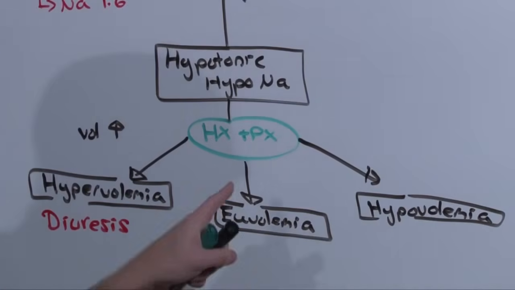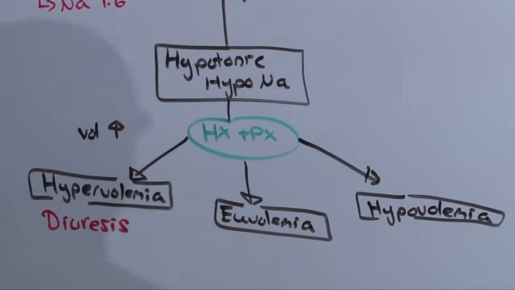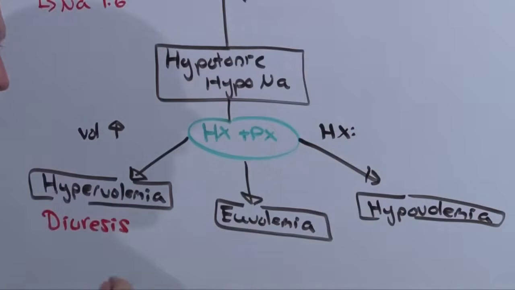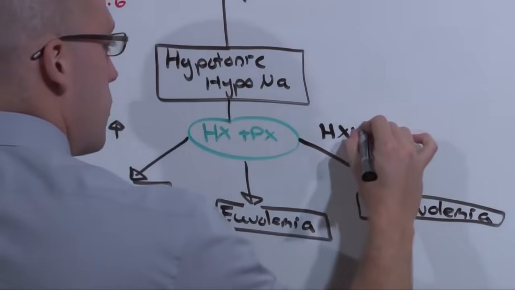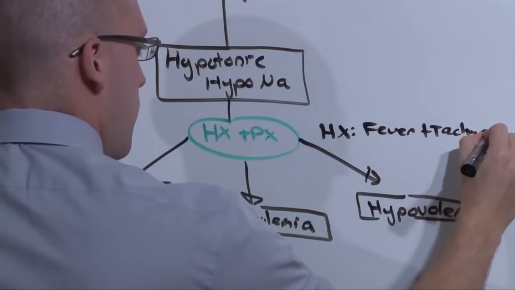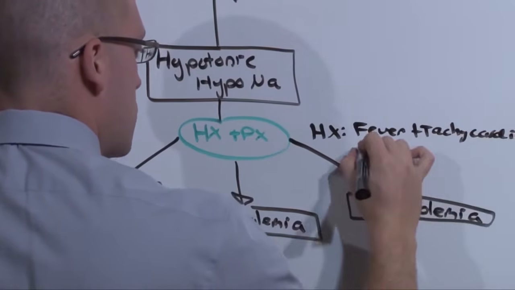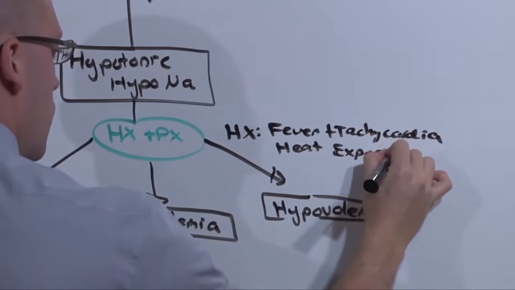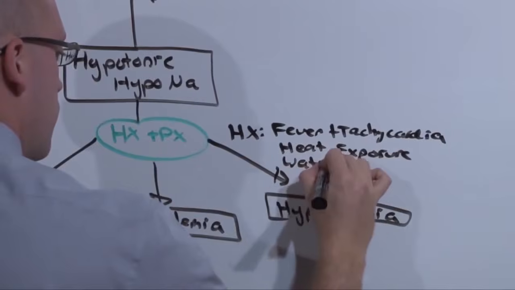So what you have to use instead is more of the history. And the history is going to give you examples of why they might have either increased free water loss or decreased access to free water. It's going to be things like fever and tachycardia, heat exposure, or water restriction.